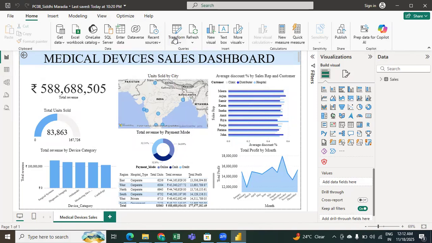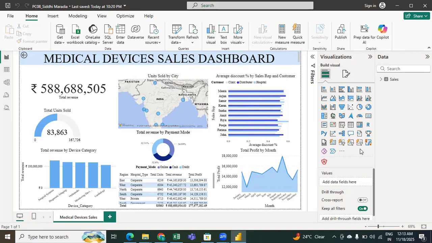There are different visualizations used to create a dashboard. What I have used is different visualizations like map, bar chart, column chart, area chart, and donut chart. From these we understand the business analysis for sales, pharmacies, and medical sales. Here we have taken medical devices sales.